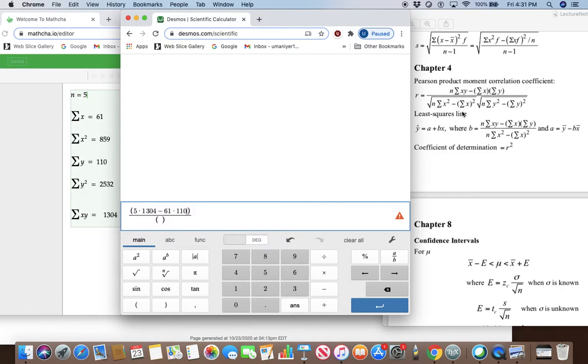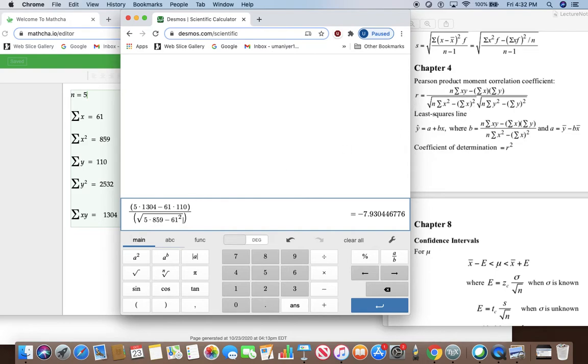The denominator has 2 square roots. The first square root: what goes inside? N times summation x squared, 5 times 859, minus summation x squared. Take the summation x and square it, 61 squared. So that's the first square root.